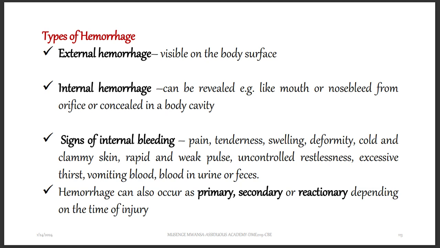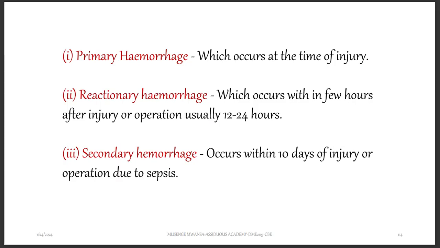Hemorrhage can occur as primary, secondary, or reactionary depending on the time. Primary hemorrhage occurs at the time of injury. Reactionary hemorrhage occurs within a few hours after injury or operation, usually between 12 and 24 hours. Secondary hemorrhage occurs within 10 days of injury or operation due to sepsis. Sepsis is basically an infection.